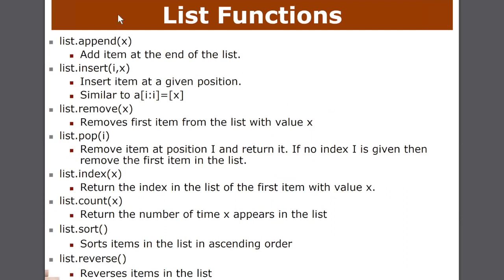Here are some basic list functions in Python. We have append, which is adding an item to the end of the list, insert, which is adding an item at a specific index within the list, and remove, which removes the first item from the list with that specific value. So let's say you have multiple values of the same in a list, it'll only remove the first occurrence of that value within the list.